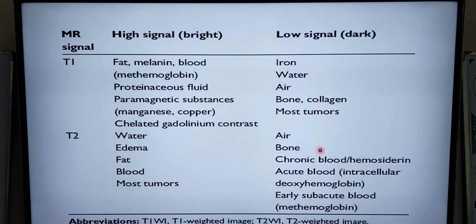So if we compare the T1 and T2 weighted images, the T1 has a high signal or produces a bright image in case of fat, melanin, blood, proteinaceous fluid like exudate, paramagnetic substances, manganese, copper. But T2 has high signal in case of water, edema, and lower signals in fat, blood, and other tumors.